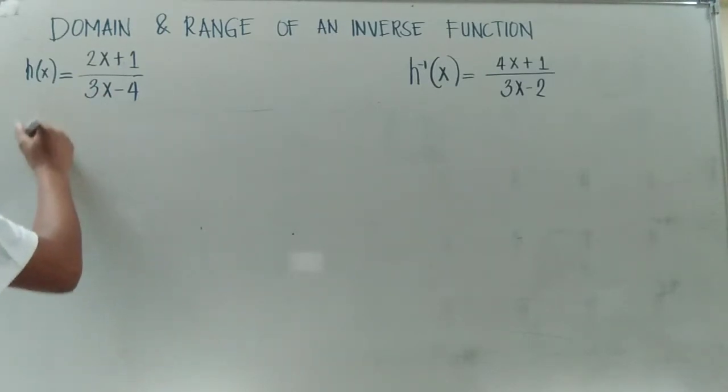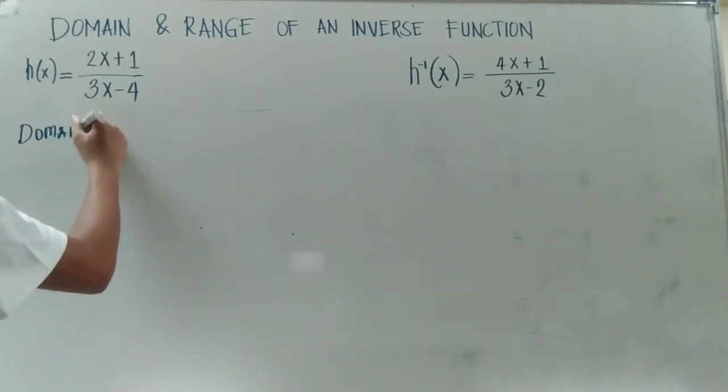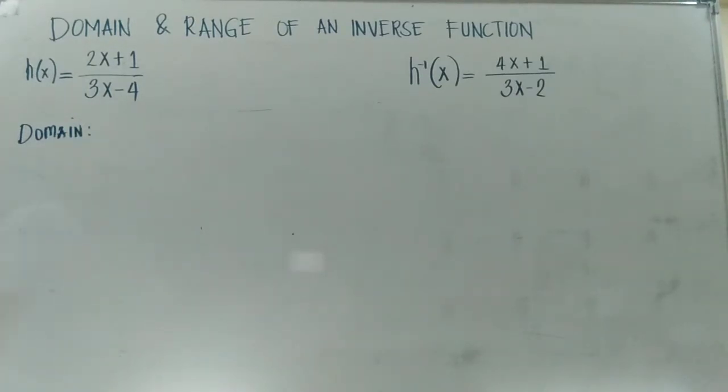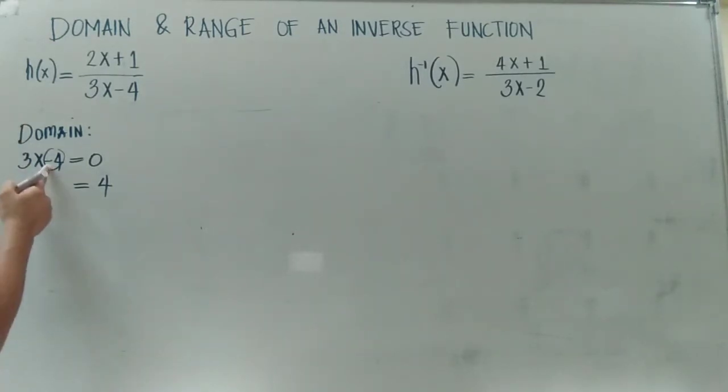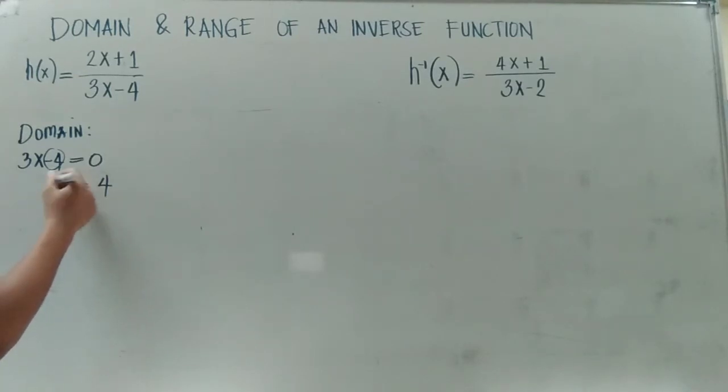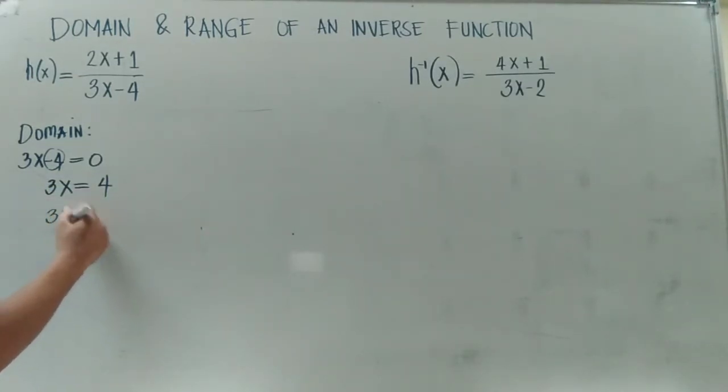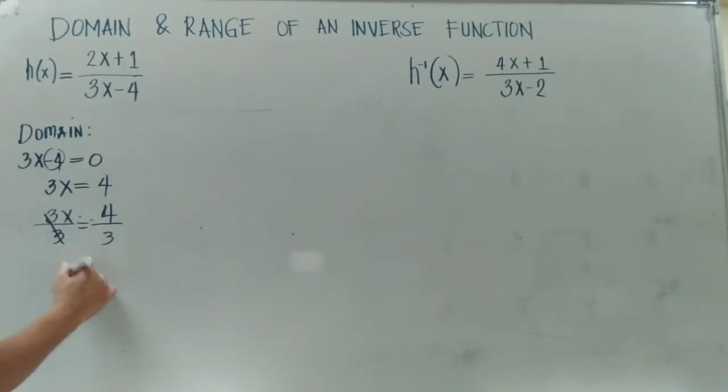Identifying the domain, we have to solve for the denominator. So we have 3x minus 4, equate it to 0. Then solve for x. The minus 4 will be transferred, it will become positive 4, using the addition property of equality, adding plus 4 on both sides. So we have 3x on the other side. Divide both sides by 3, and we will get x equals 4 over 3.